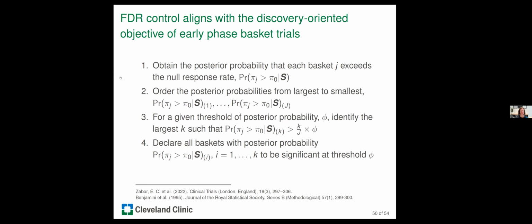So the way this was implemented is to obtain the posterior probability that each basket, little j, exceeds the null response rate, to order those posterior probabilities from the largest to the smallest. And then for a given threshold of posterior probability, which I'm denoting phi, identify the largest k such that the basket with that posterior probability is greater than k over capital J, which is the total number of baskets, times that threshold phi. And then we declare all the baskets that have a posterior probability of k or higher to be significant at that threshold phi.